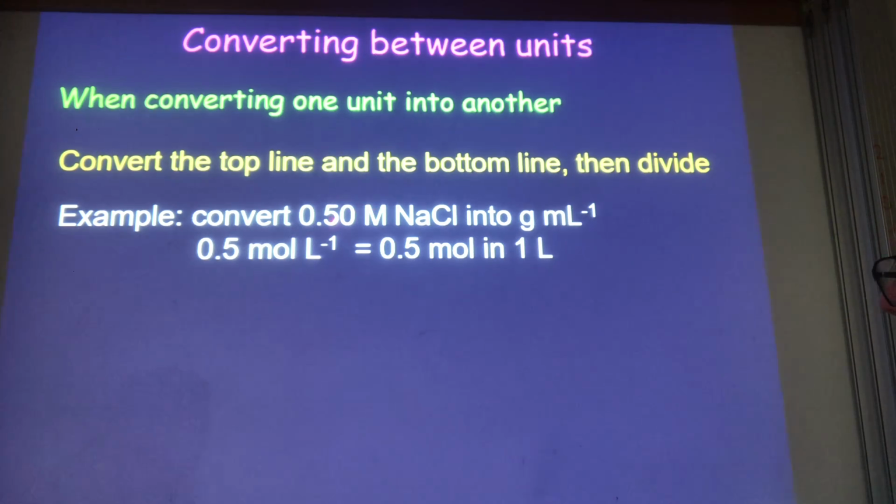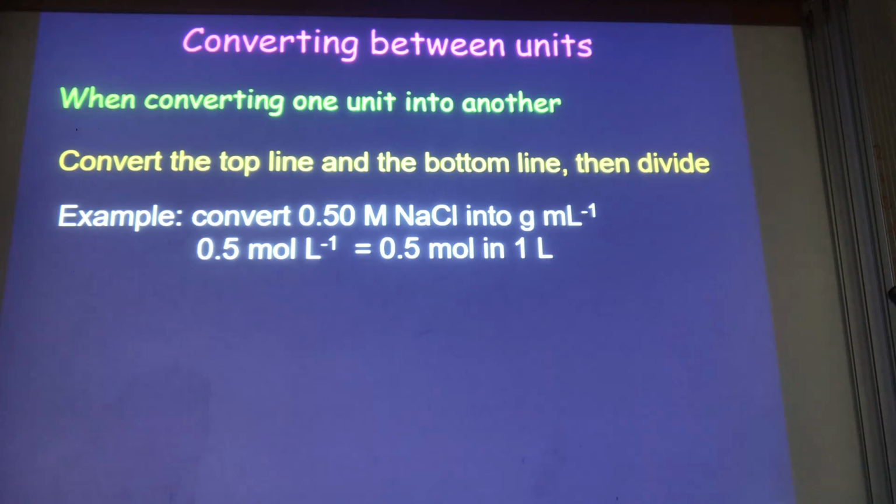So sodium chloride, molarity, moles per litre into grams per mil. Now you know by the definition of molarity, it's moles per litre. You know that means there are 0.5 of a mole in 1 litre of solution. That's what that concentration means. So you're wanting to go from 0.5 of a mole in 1 litre into how many grams there are in 1 millilitre, grams per mil.